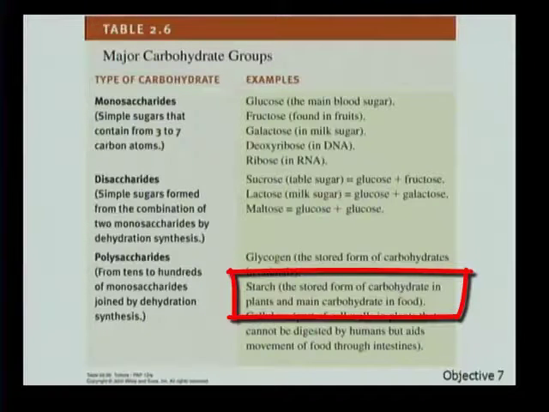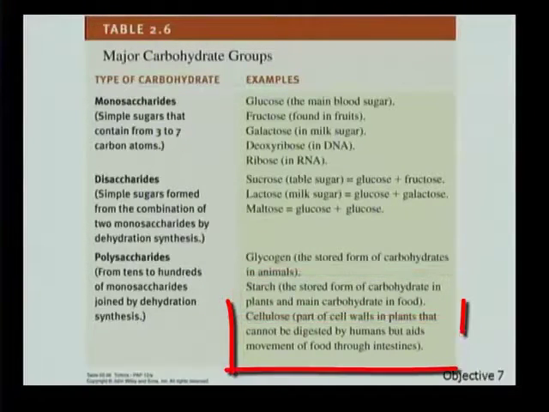Another form of carbohydrate, a polysaccharide, so a polymer of carbohydrates, which is not found in animals, but is found in plants, is cellulose. Cellulose is another name for a type of insoluble fiber. So if we go back to that nutrition label, we'll see insoluble fiber. And insoluble fiber is cellulose.